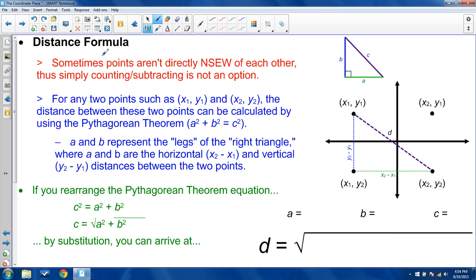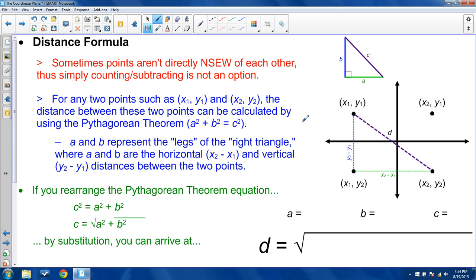Okay, now what if your distances are not directly above and below? What if they are diagonally displaced from each other, like x1, y1, and x2, y2? Well, for any 2 points, x1, y1, x2, y2, you can't just count this way, like 1, 2, 3, etc. No, because they're not directly north, south, east, and west. Their distances are greater than 1 unit each time as you count down.